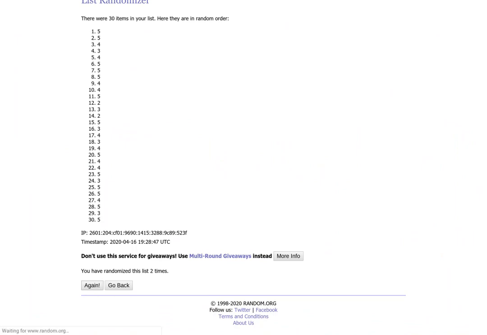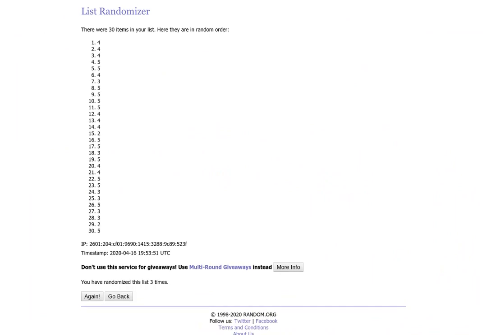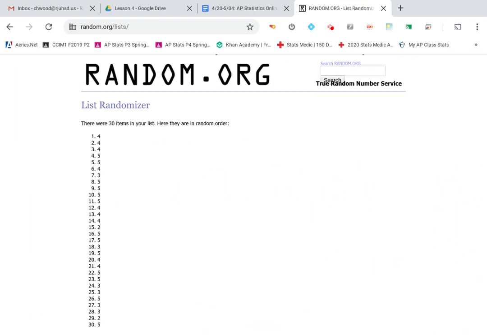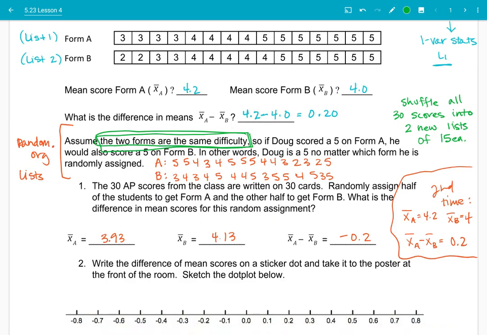And you can do this as many times as you want. So if you want to do it yourself and play with it and see what differences in means you come up with, you can. This is just random.org under the list randomizer. I used it before in one of our previous lessons, so hopefully it looks familiar to you. Okay, so that's what I did. And the orange numbers that I wrote down for A and B was that first round I did of 2 sets of 15 numbers, purely random.